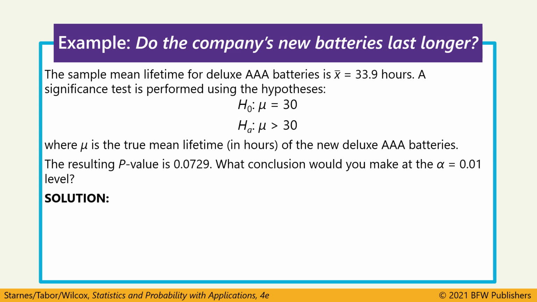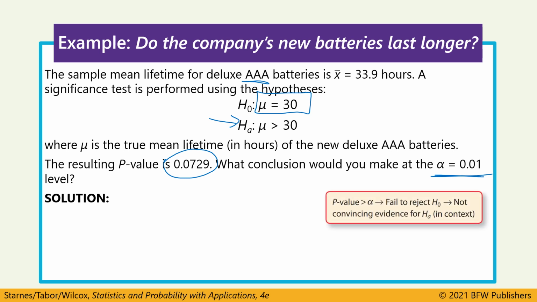So let's say we conducted a hypothesis test with a null hypothesis being that the mean battery life of all these AAA batteries is equal to 30 hours. The alternative is that it's greater than 30 hours. When we run the test, we get a p-value of 0.0729. What conclusion would we make at a 1% alpha level?